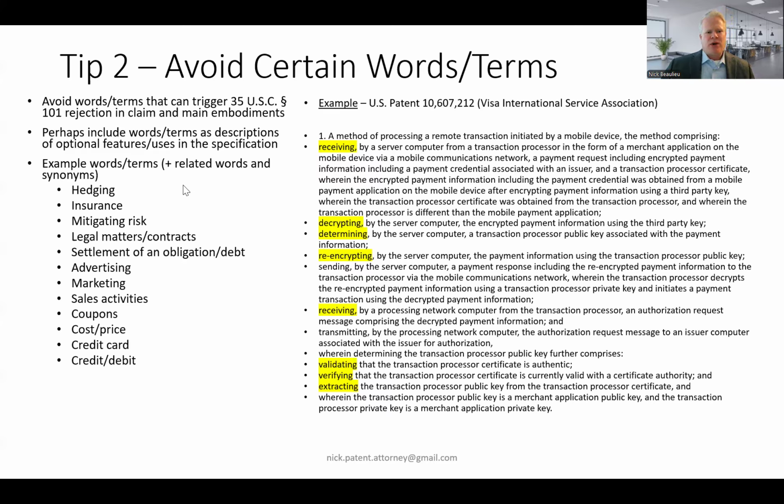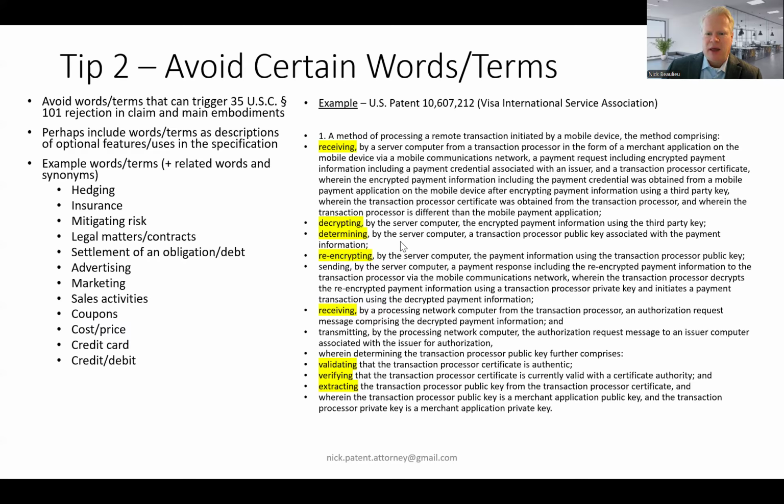Some of the words that have been identified as triggering business method treatment are hedging, insurance, mitigating risk, legal matters, contracts, settlement of obligation debt, advertising, marketing, sales activities, coupons, cost price, credit card, credit debit. So when you're writing your claims and saying what your invention is, I would try to avoid terms relating to that. An example I have here is a patent I found for Visa, which is obviously a credit card company. And so they have a lot of patents focusing on transactions.